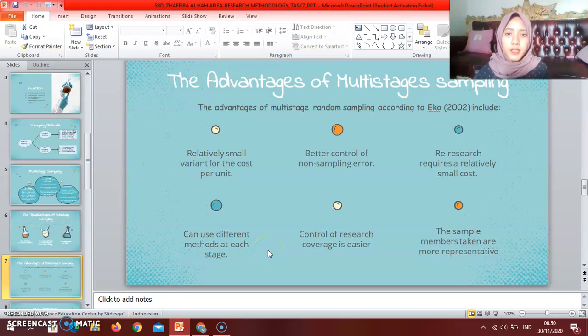And the advantages of multistage random sampling, according to Eco in 2002, include: first is relatively small variance for the cost per unit. Second is better control of sampling error. Third is research requires a relatively small cost. Fourth is it can use different methods at each stage. Fifth is control of research coverage is easier. And the sixth is the sample members taken are more representative.